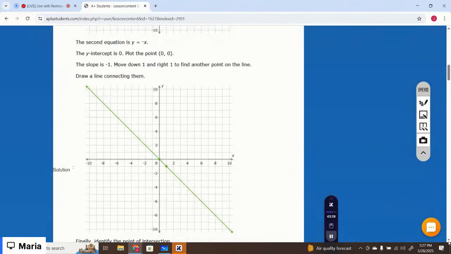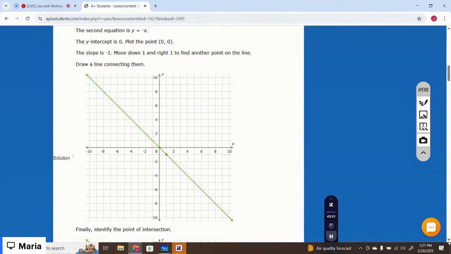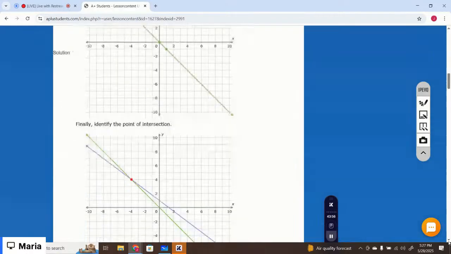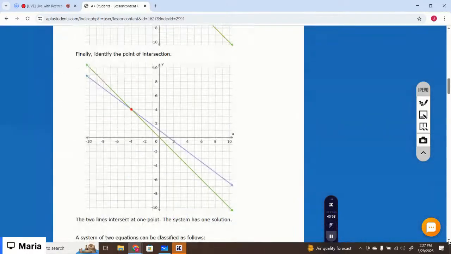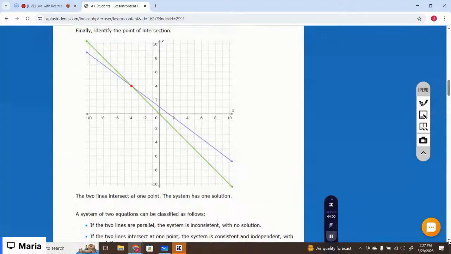The second equation is y equals negative x. The y-intercept is 0, so plot the point 0, 0. The slope is negative 1. Move down 1 and right 1 to find another point on the line. Draw a line connecting them. Finally, you need to identify the point of intersection.